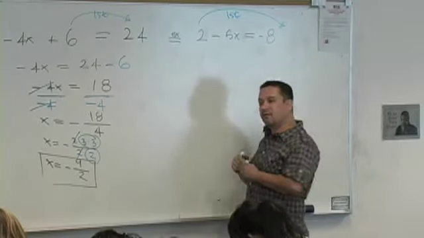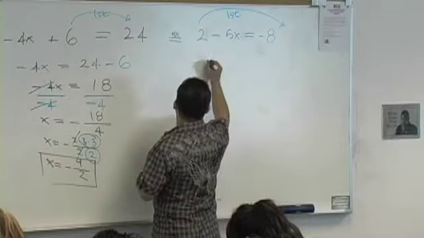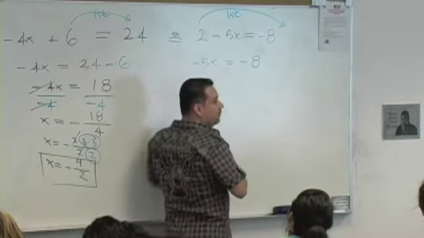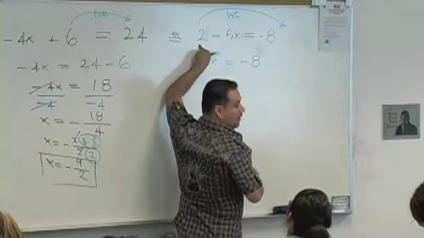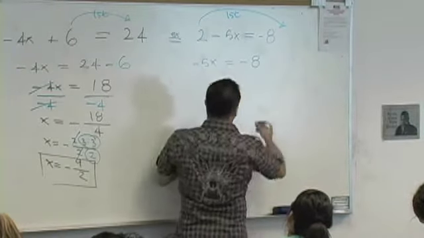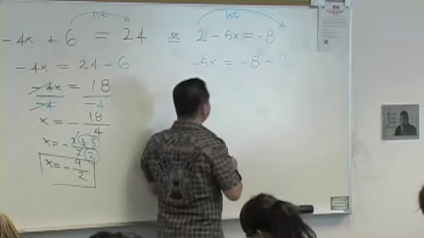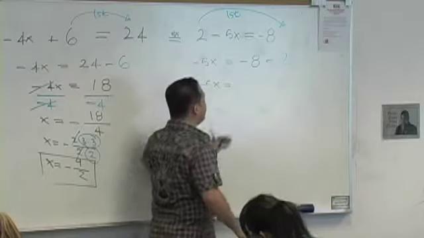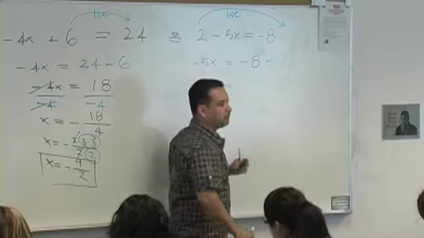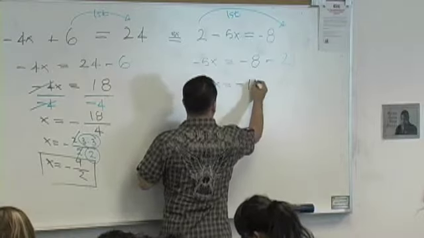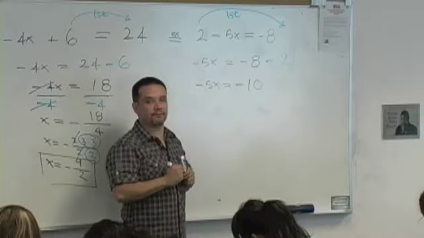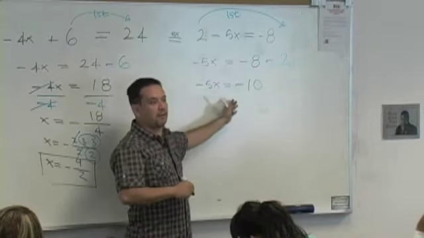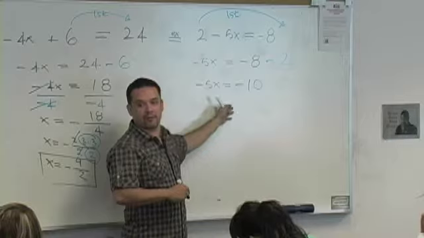Okay. So then, what you have is negative 5x on the left equals negative 8. Those did not move. The 2 on the left is now what? On the other side, and it's negative. You'll end up with negative 5x is, what's negative 8 minus 2? What is it? Negative 10. Okay? So now this is just like, again, those other simpler problems that we reviewed.